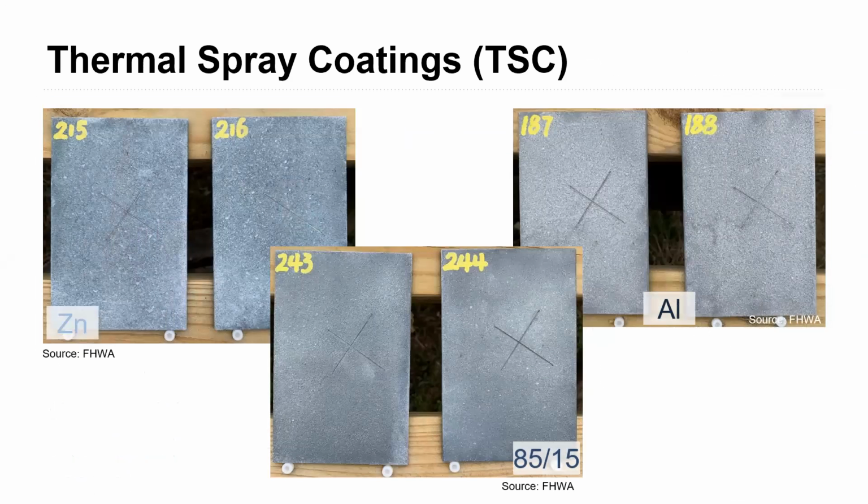These are some examples of what these might look like. As you can gather, they're all relatively gray or silver in color. The one on the top left is zinc, the one on the bottom is 8515, and the one on the top right is the 99% aluminum. So again, they're typically gray in color when they come out.